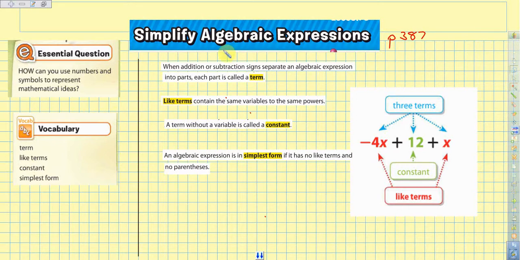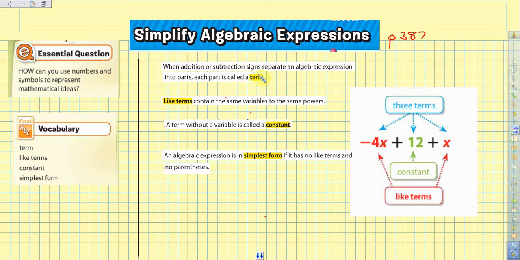Okay, so some of the things that we have here. Remember, when you're taking notes, don't forget a title. Essential question: how can you use numbers and symbols to represent mathematical ideas? So we're using symbols meaning variables, and of course numbers being numbers. The vocabulary today is term, like term, constant, simplest form.